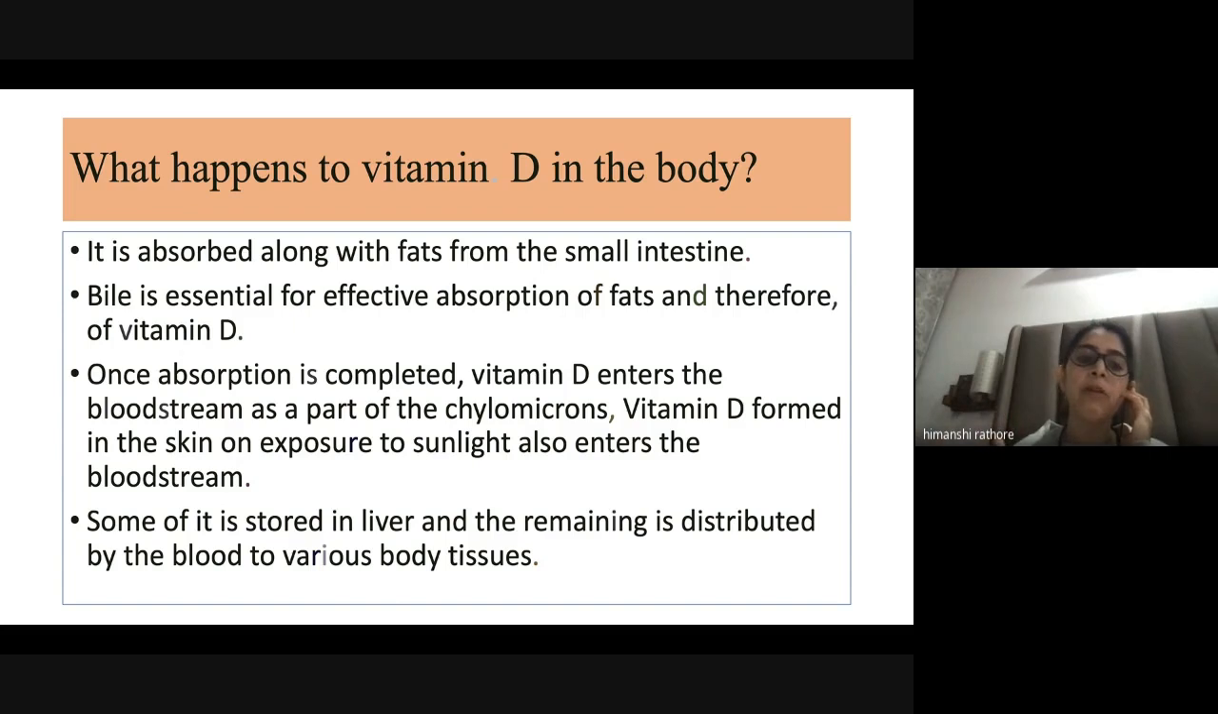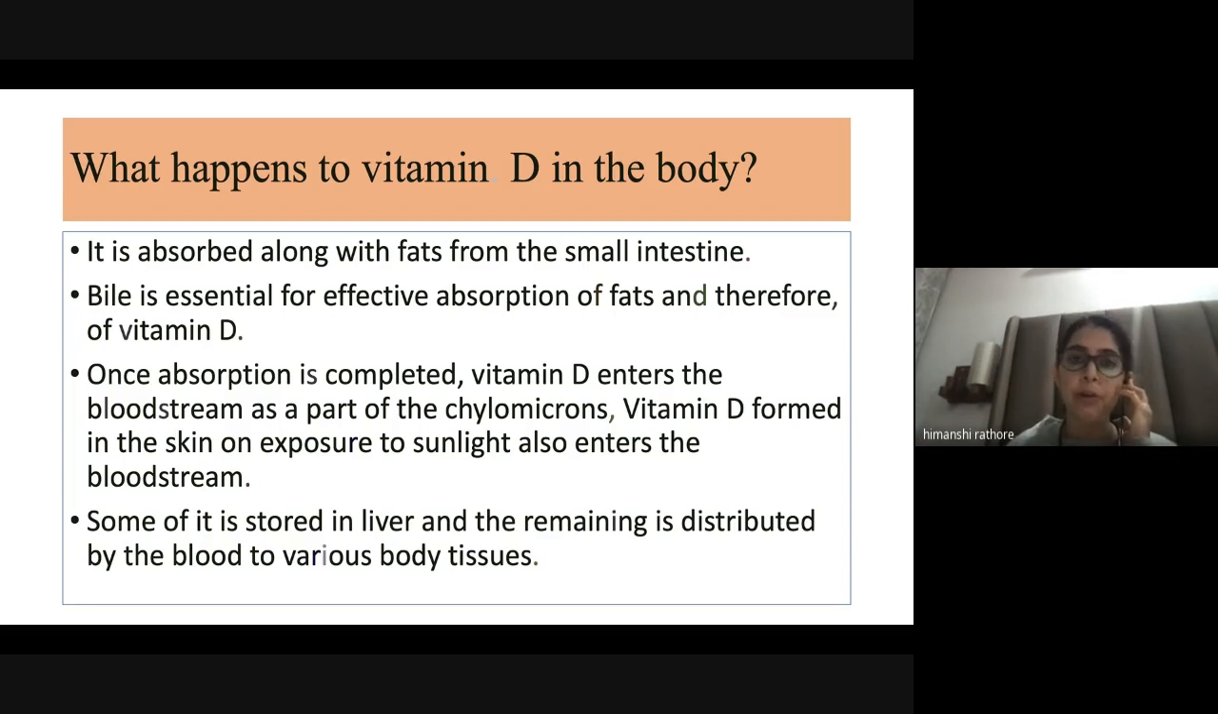Clear? Some of it is stored in the liver, and the remaining is distributed by the blood to the various body tissues, because vitamin D is required by every cell and every tissue. It is required in bones, in teeth, and in cell structure also. So via blood it is transported to each and every part of the body. So this is about the absorption of vitamin D.